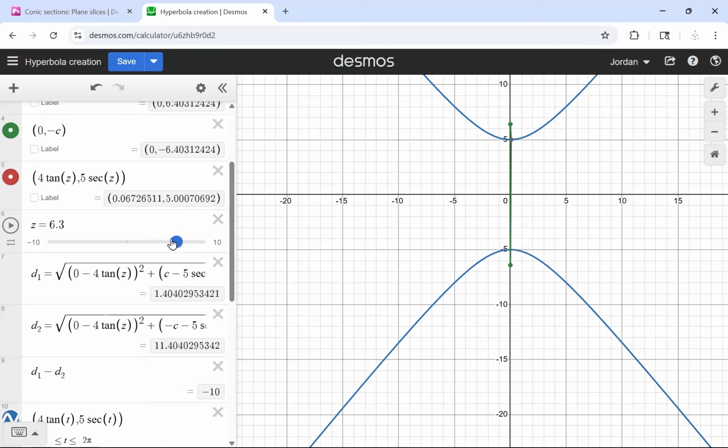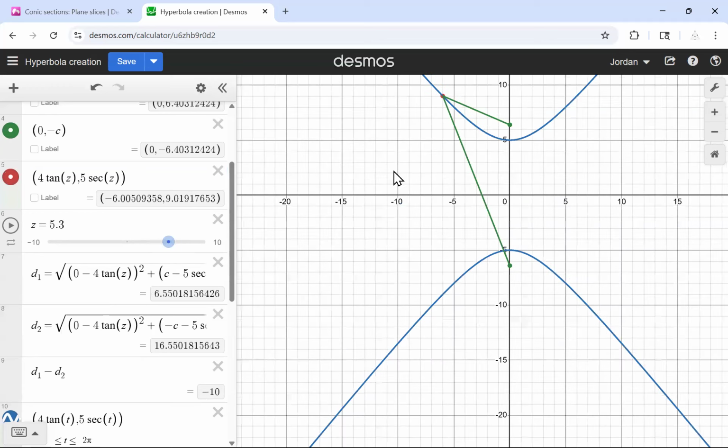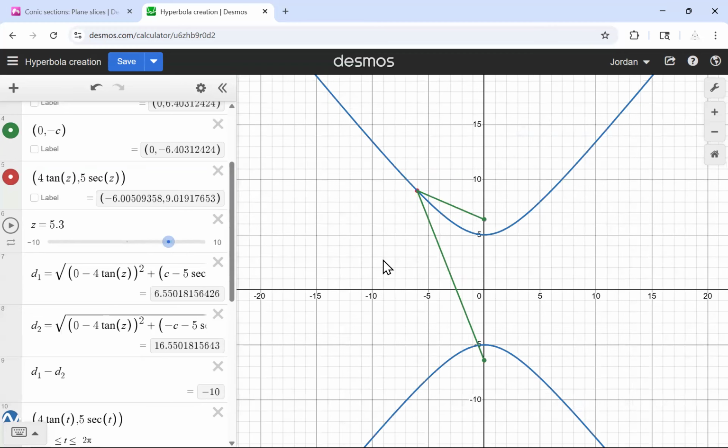Now on the upper half of the hyperbola, I also get 10, but I have to subtract the other way because this distance is longer. So on the upper half, if I take the distance from my first focus to the point and the distance from my second focus to the point and subtract, I get a negative 10. But again, we just need to use absolute values and we'd get 10 for every point.